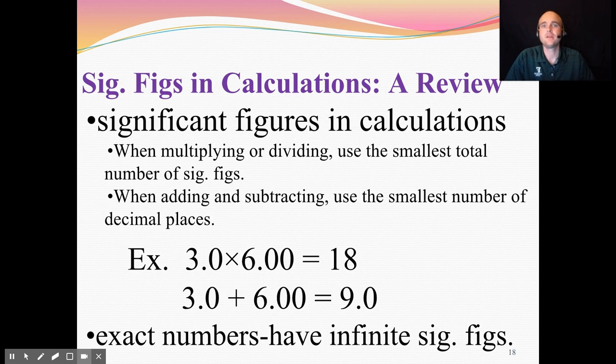Okay? Exact numbers have an infinite number of sig figs, which means they just don't count and we don't take them into account as the least number of sig figs. So if you're converting meters to kilometers, there are 1,000 meters in a kilometer, exactly 1,000. So we just don't count that 1,000 as part of our multiplication rule. That's what it's saying.